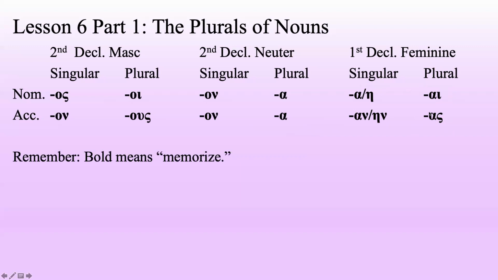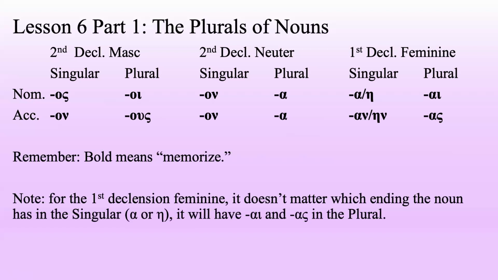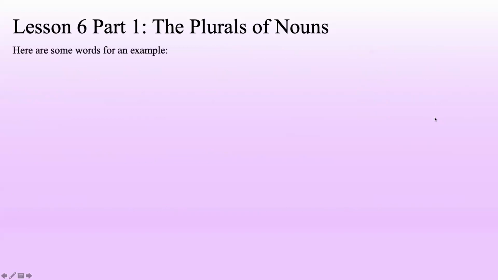And remember, bold means memorize. So you need to memorize these new endings. Note, for the first declension feminine, over here, it doesn't matter which ending the noun has in the singular, the alpha or the eta, it will have ai and as in the plural.